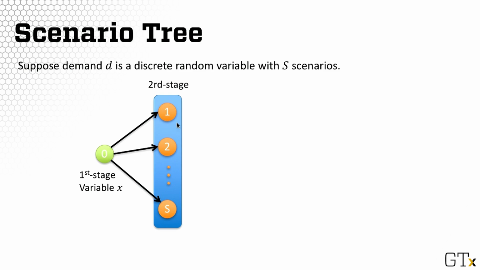But after the X decision is made, we'll have different scenarios of the demand. In this case, demand D is a discrete random variable with S scenarios. So we have scenario 1, scenario 2, up to scenario S for the demand in the future. Each node here represents a specific demand scenario, and each scenario is composed of the second stage problem.